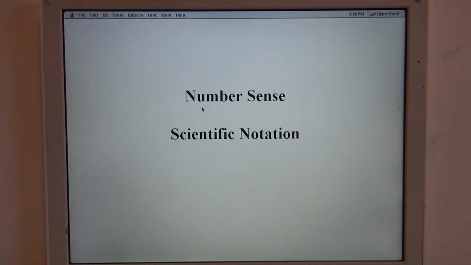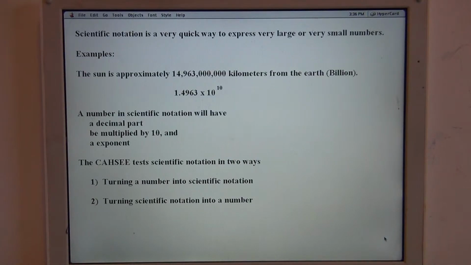Today's lesson deals with one of the strands called number sense, and we're going to deal with the concept called scientific notation, which is a special way of writing numbers, and I'll explain that to you. Let's take a look here. Scientific notation is a very quick way to express very large or very small numbers.